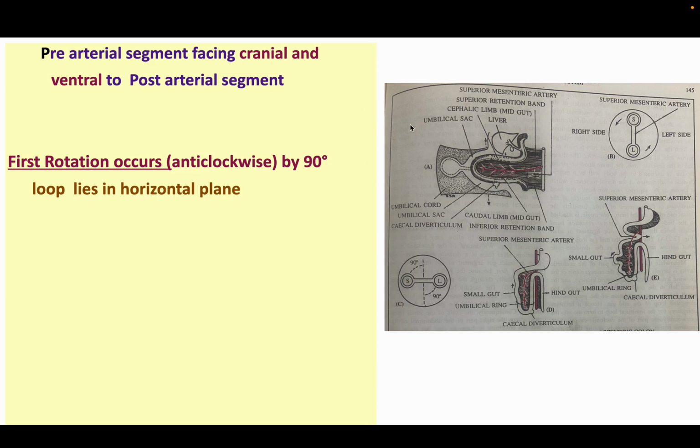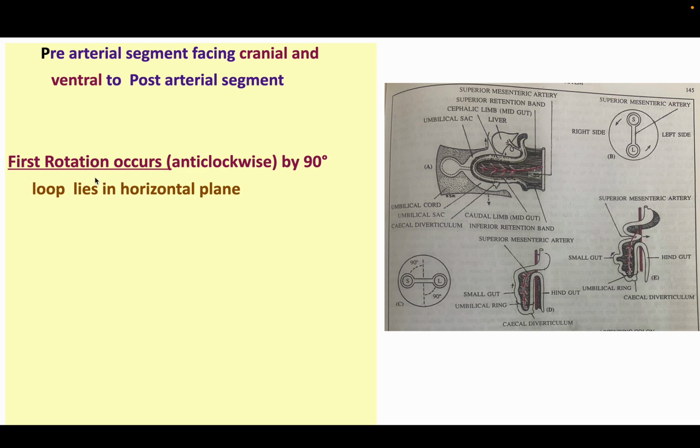Now the prearterial segment. The part of the midgut loop which is lying in front of the artery, or before the attachment of the artery, we call it the cranial part. So this prearterial segment is facing cranial and ventral to the postarterial segment.